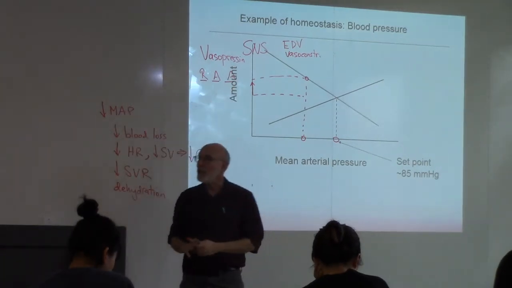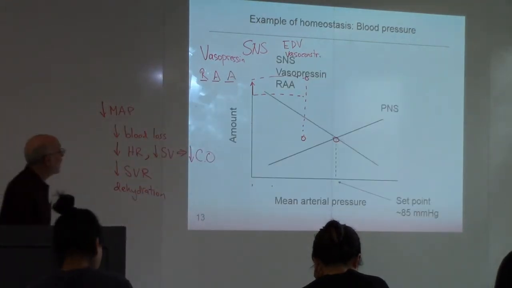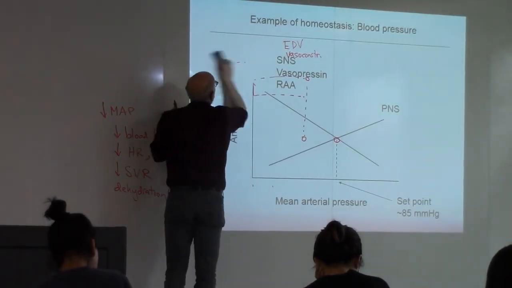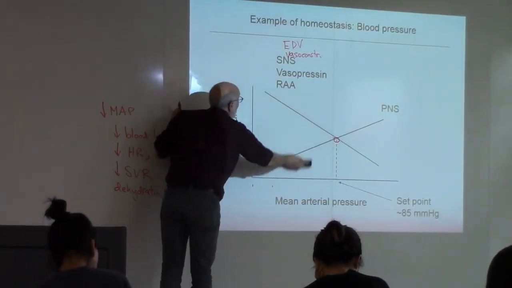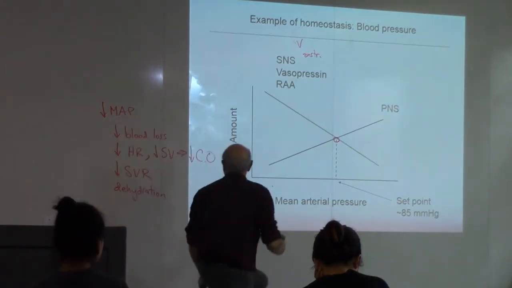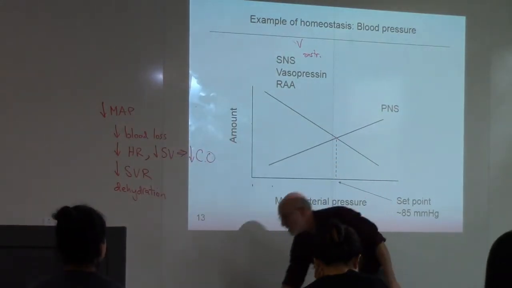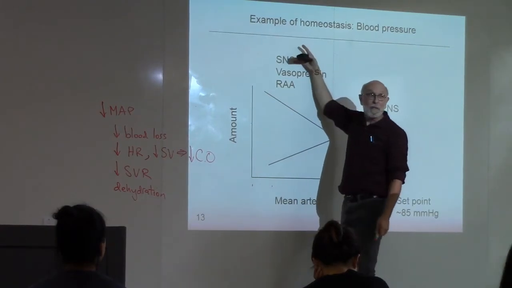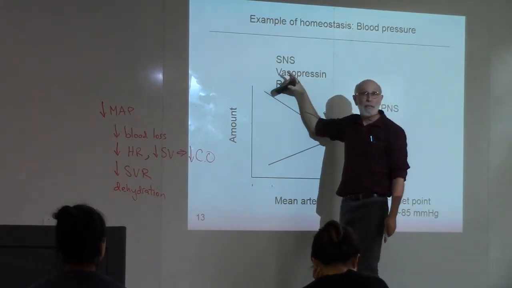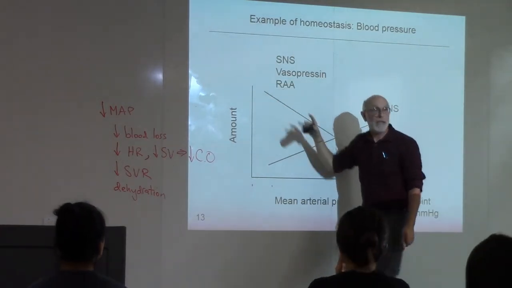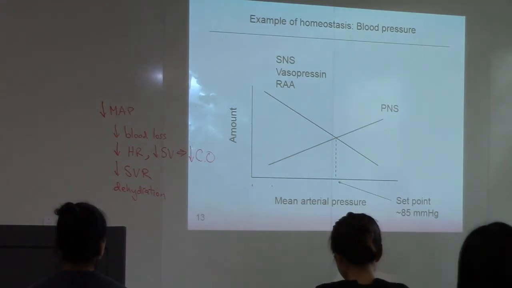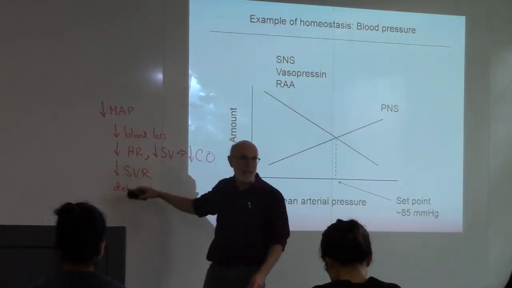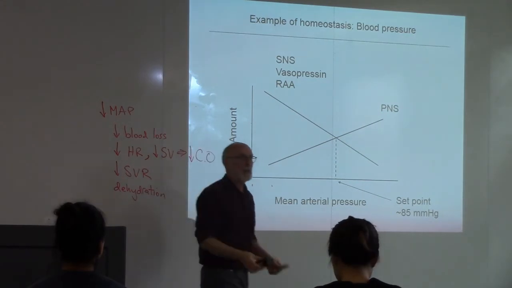Okay, so the idea here, I'll just show you what I had on here. A decrease in blood pressure is associated with activation of the sympathetic nervous system, activation of the vasopressin system, and activation of the renin-angiotensin-aldosterone system. Those do these things, reversing the things that could cause this, as we've discussed.